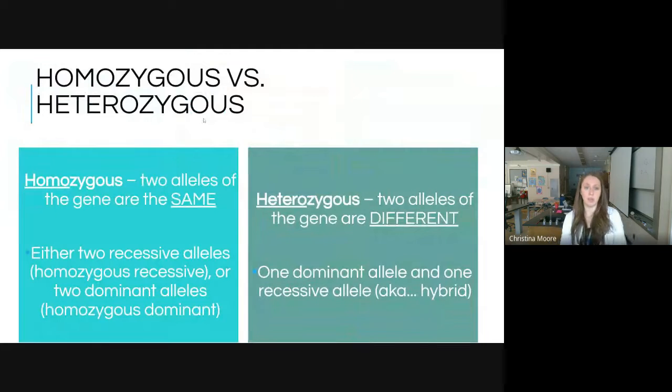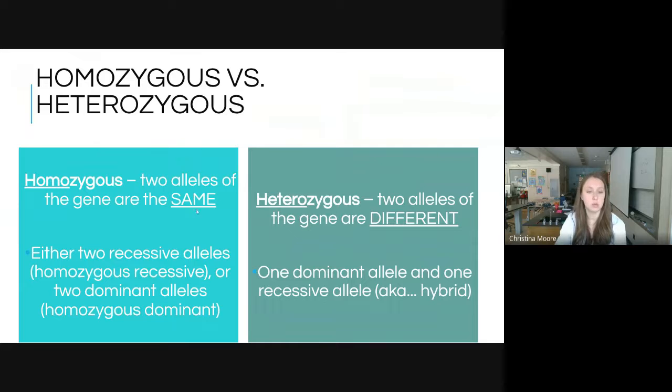Moving on down our page, some other key vocab words. Homozygous versus heterozygous. Homozygous means two alleles of the gene are the exact same. We've seen the prefix homo before. Homo means same. So homozygous, the alleles are the same.